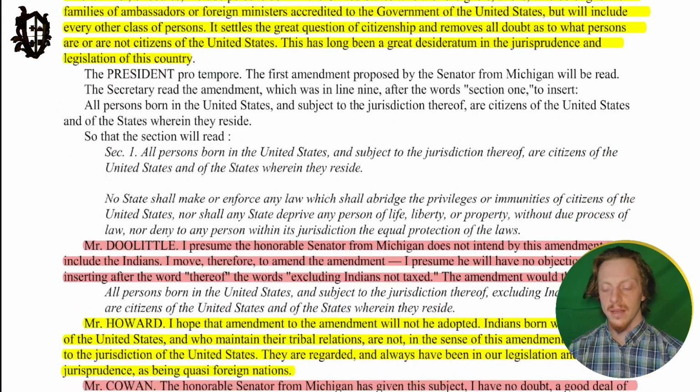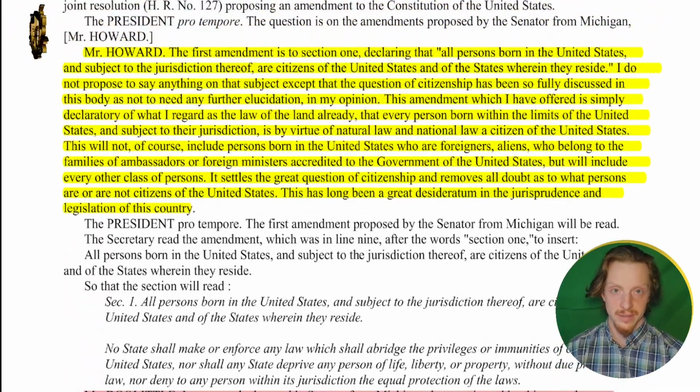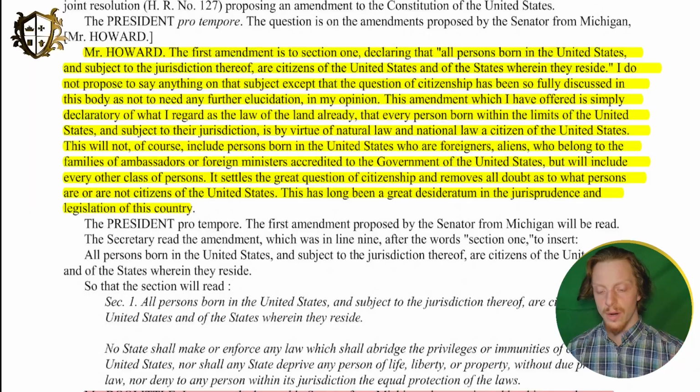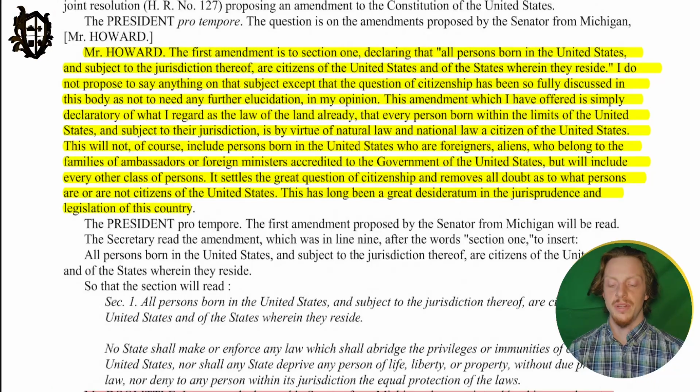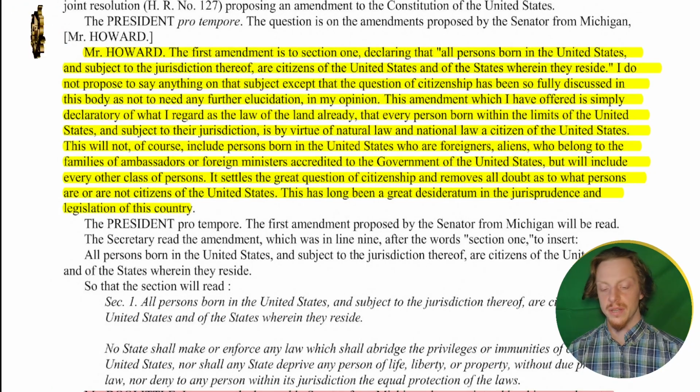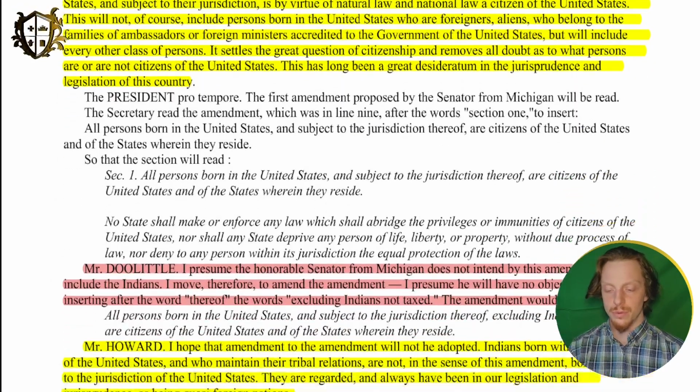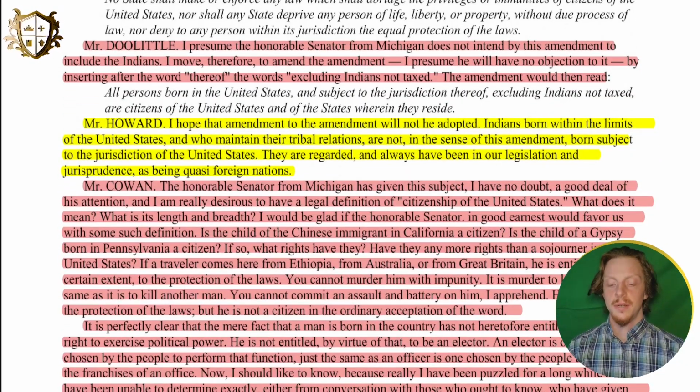Let's scroll a little bit further down, because that sounds great, right? That sounds like he is totally against, especially this part right here, natural law. This will not, of course, include persons born in the United States who are foreigners, aliens, who belong to the families of ambassadors or foreign ministers accredited to the government. Sounds great for the right-leaning position. But let's read a little further.